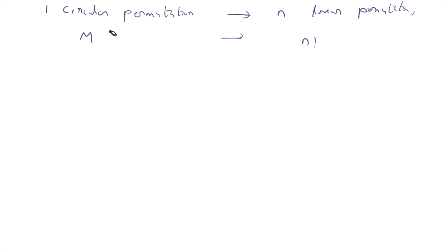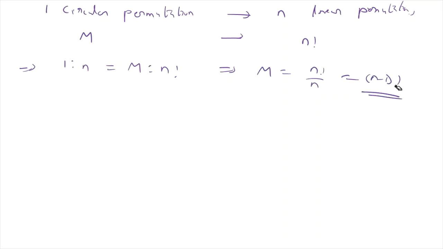Okay, if the cost of one pen is equal to n rupees, I have spent n factorial rupees. Now how many pens have I bought? I repeat, if the cost of one pen is equal to n rupees and I have spent n factorial rupees, now I have to find out how many pens I have bought. So this implies 1 is to n is equal to m is to n factorial. So this gives me m is equal to n factorial upon n, which is equal to n minus 1 factorial. So this is my total number of circular permutations formed using n distinct objects.